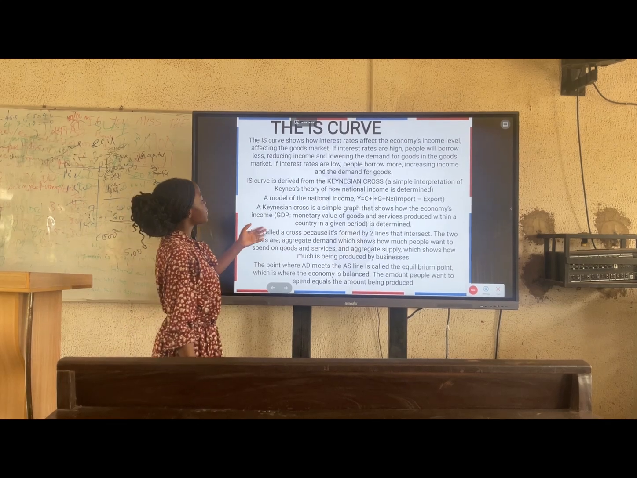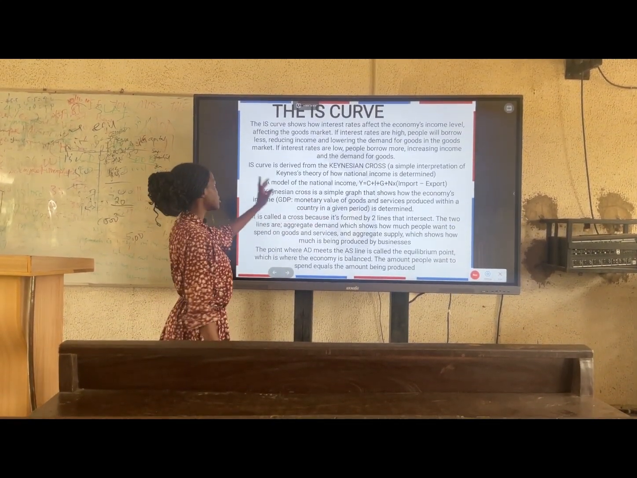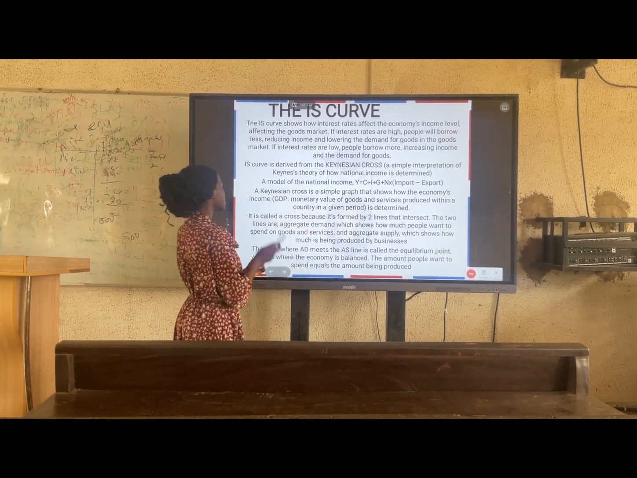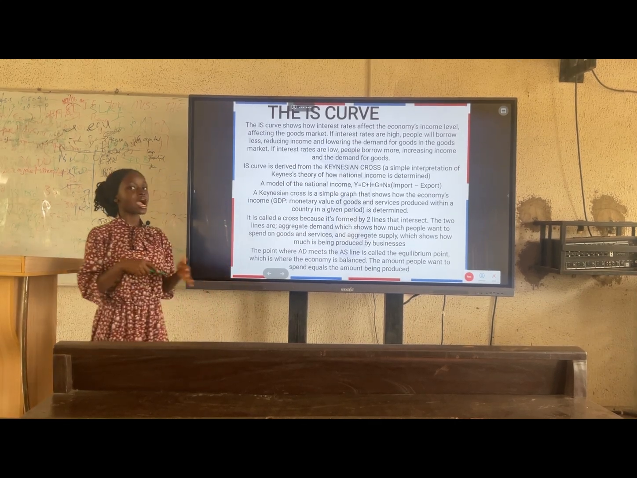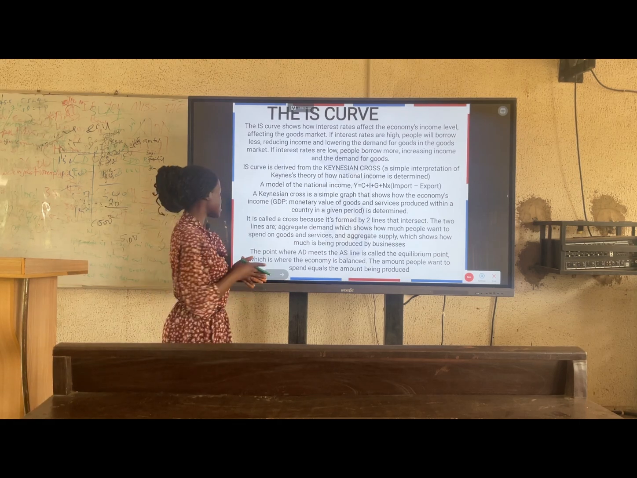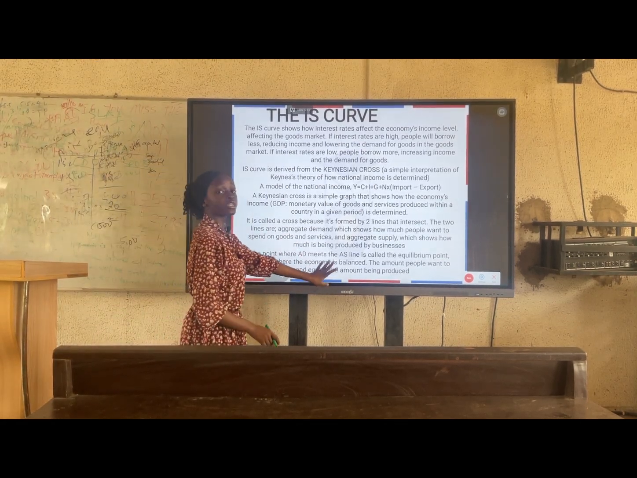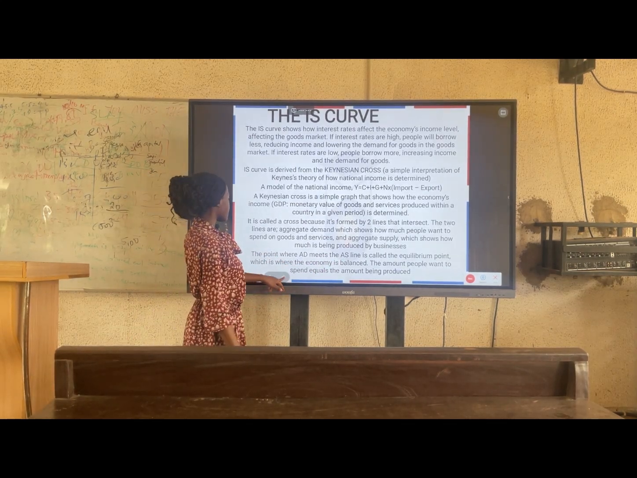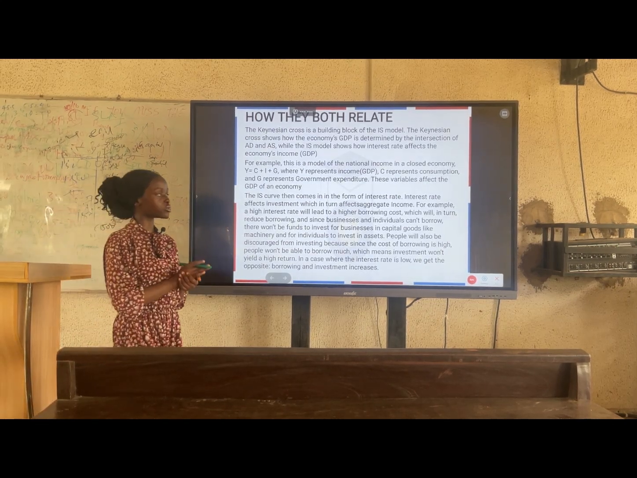So a Keynesian cross is a simple graph that shows how an economy's income is determined. It is called a cross because it is formed by two lines that intersect. The two lines are aggregate demand, which shows how much people want to spend on goods and services, and aggregate supply, which shows how much is being produced by the business. The point where aggregate demand meets the aggregate supply line is called the equilibrium point, which is where the economy is balanced.